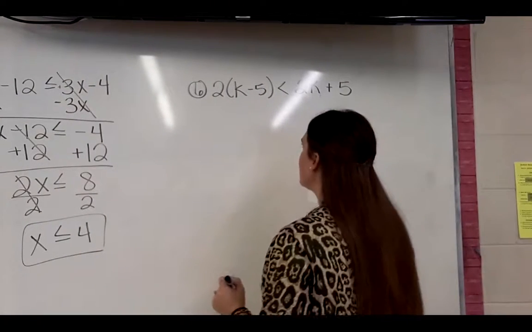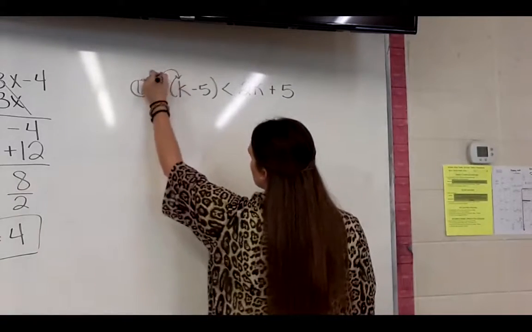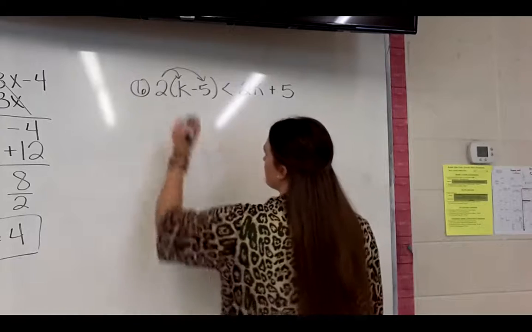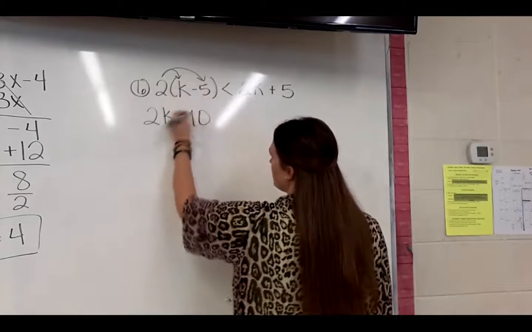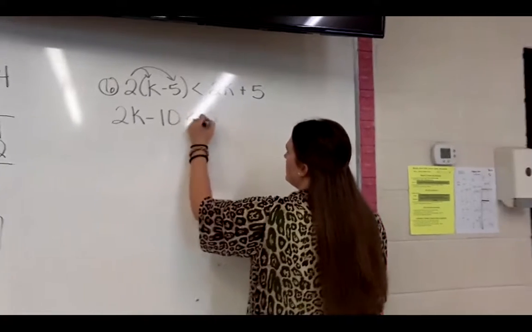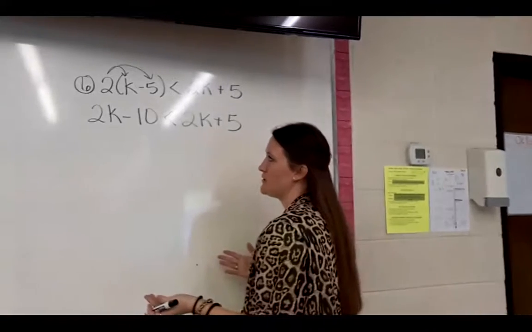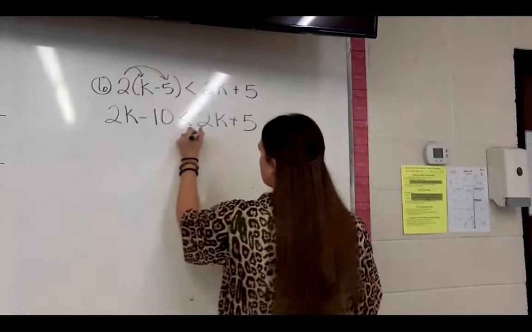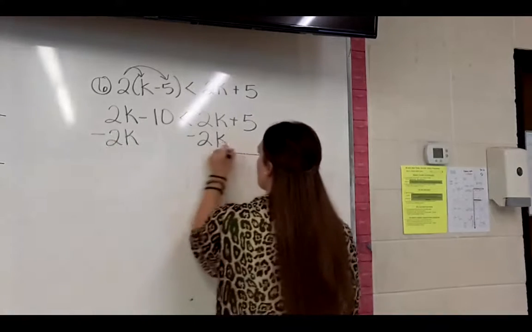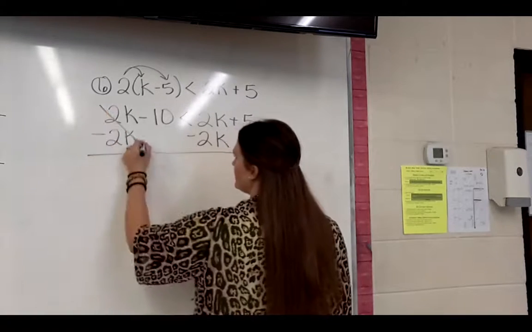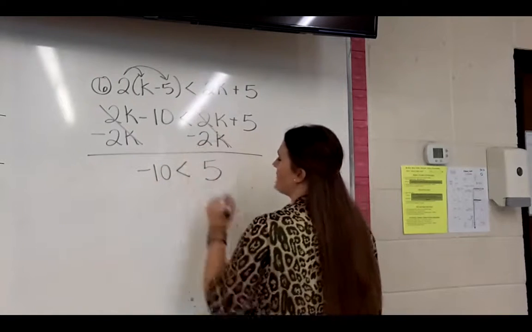Okay, problem number 6. This one has work before that. We've got to distribute first. So 2 times k is 2k minus 2 times 5 is 10 less than 2k plus 5. Now I have to get my k's together. So I'm going to subtract 2k. 2k minus 2k is 0. I have negative 10 is less than 2k minus 2k is 0, 5.